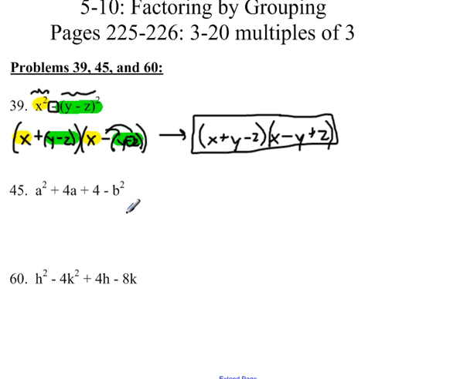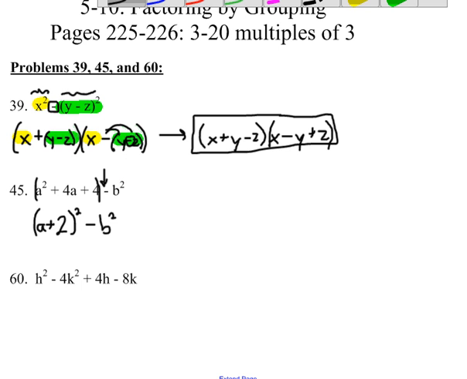Right, number 45. On this one, also be on the lookout for any time that you can split into a trinomial square, difference of 2 squares pattern. This negative with b squared at the end is going to be similar to 39 backwards. A squared plus 4a plus 4 can be rewritten as a plus 2 squared minus b squared. So it's the same thing that we had in 39.